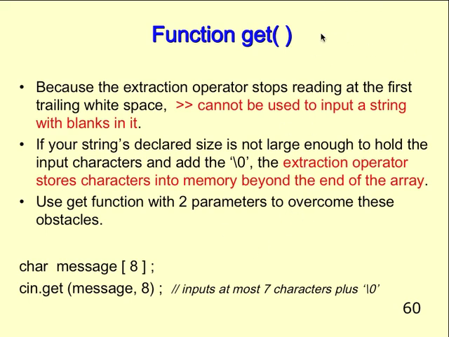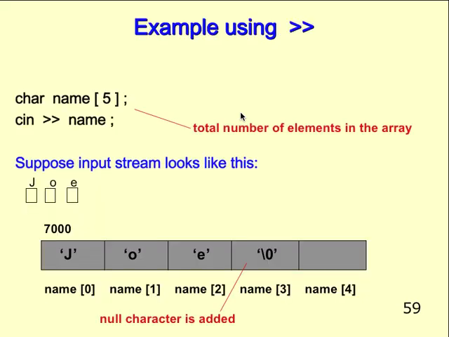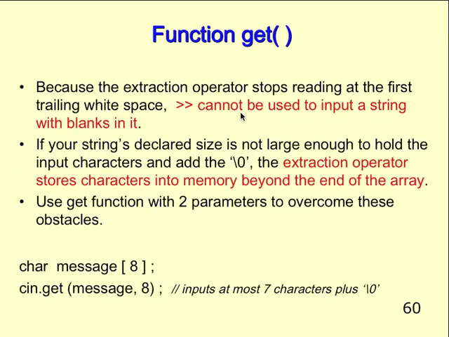So because the extraction operator stops reading at the first trailing space, you can't use it to put a string in that has blanks. So if it said, enter your first and last name, and you use this technique, you're going to get Joe. You're not going to get the last name. It's going to be left off. So to avoid that problem, you use the get.